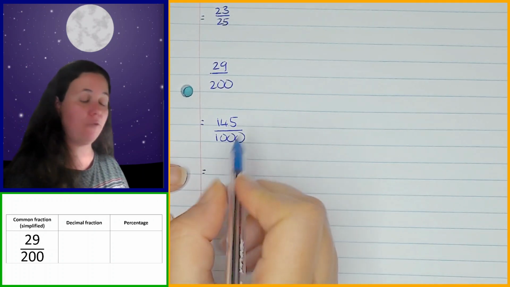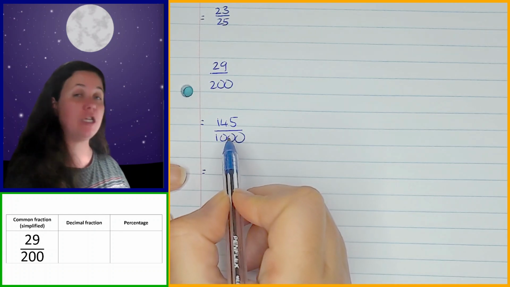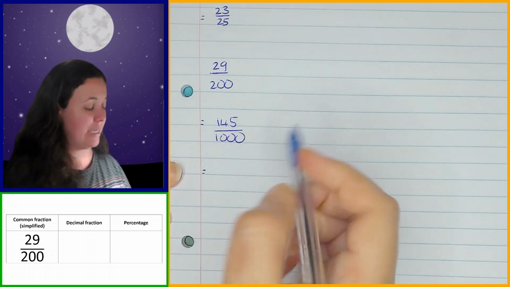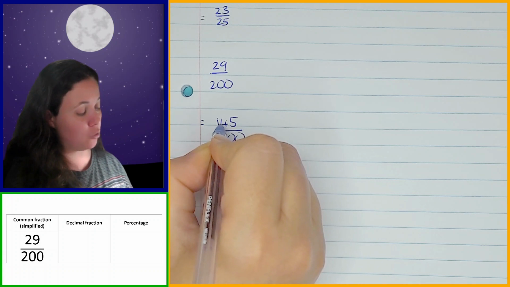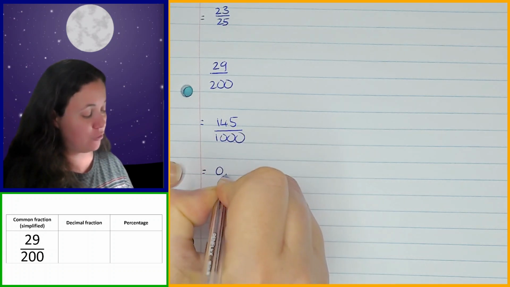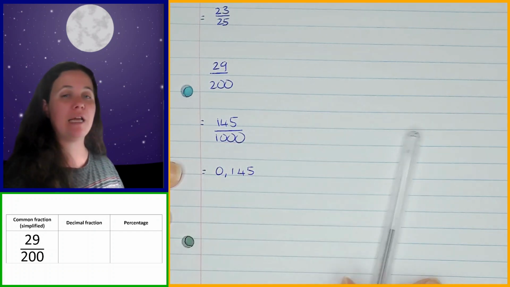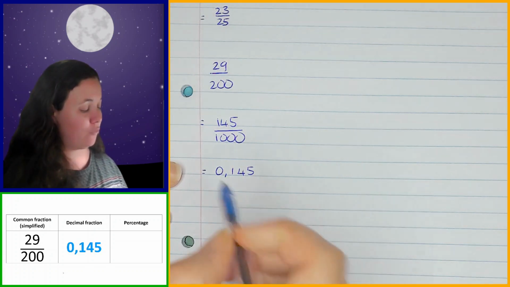So as a decimal fraction, the thousandths position, which is 3 places after the comma, is going to be my 5. Okay, so I'm going to have 3 places. That's 1, 2, 3. So all 3 of these digits are going to be in those places after the comma. So I've got a 0 in front of the comma, and then the 1, 4, and 5. So that's what you should get for your decimal fraction. So your decimal fraction is 0.145.